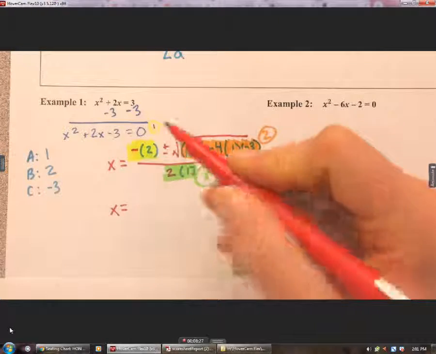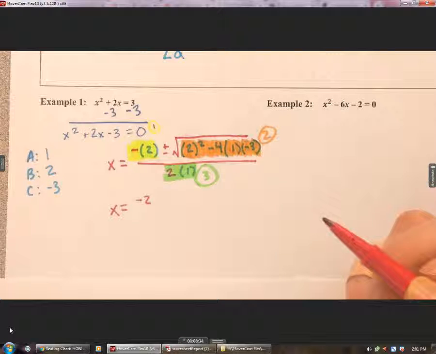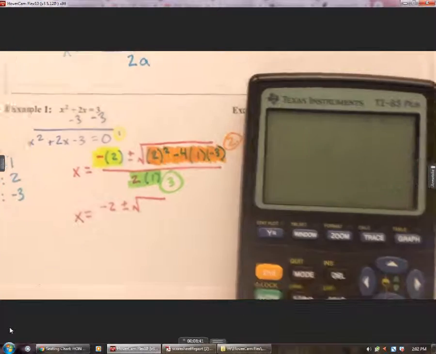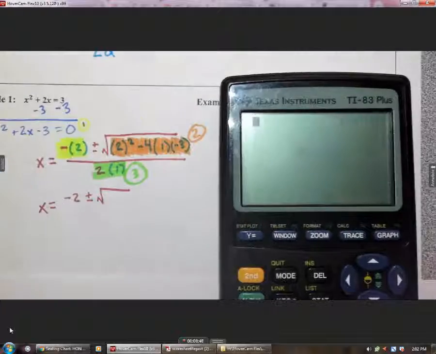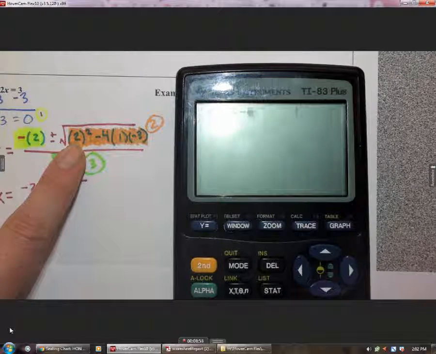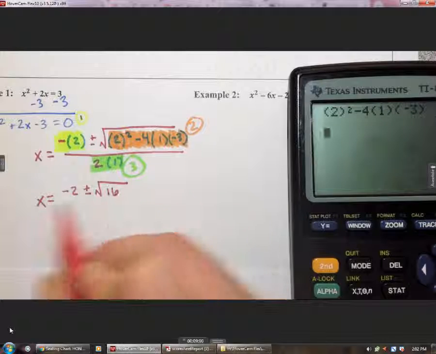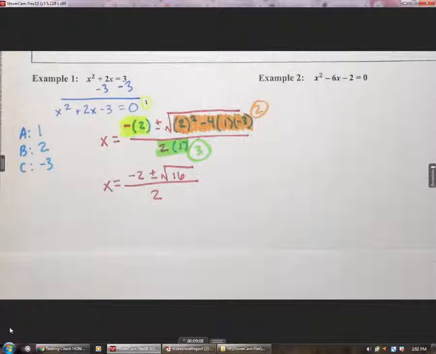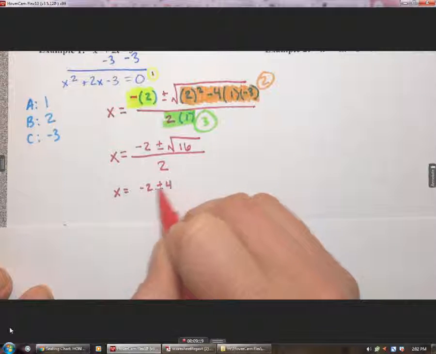After that, the negative 2 is just negative 2, so that's the first part. Then the plus and minus, I want you to leave the square root there. And then I want you to type in your calculator the stuff underneath the square root. So I would type in 2 squared minus 4 times 1 times negative 3. Yep, 16. So it's the square root of 16 over 2. That's the next step I want to see. What is the square root of 16? 4. Negative 2 plus and minus 4 over 2.